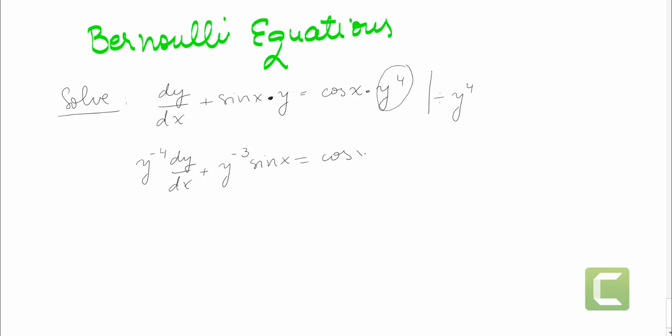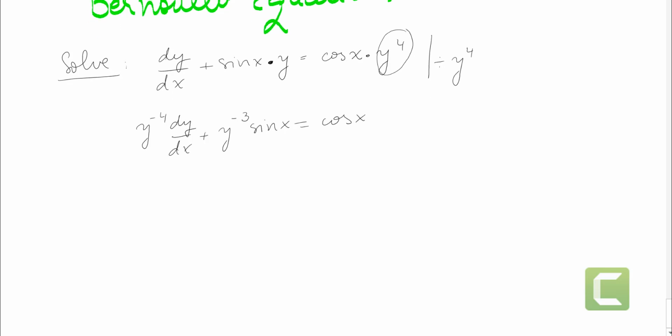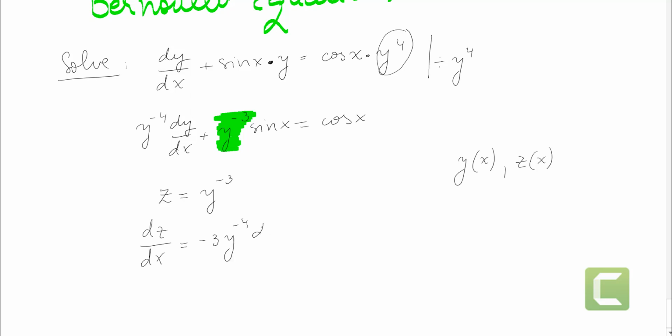equals cosine of x. So the substitution that we are going to use for Bernoulli, and I'm going to shade it with green as the title, is z equals y to negative 3. And again, y is a function of x, z is a function of x. So dz/dx equals negative 3 y to negative 4 dy/dx.